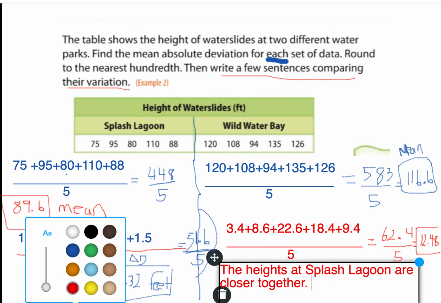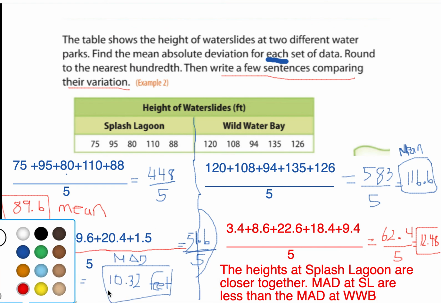You could also talk about the MAD. The MAD for Splash Lagoon is 10.32 and Wild Water Bay is 12.48. So the MAD at Splash Lagoon is less than the MAD at the heights of water at the Wild Water Bay. So MAD at, I'm going to put SP for Splash Lagoon, is less than the MAD at Wild Water Bay. And basically that's that.